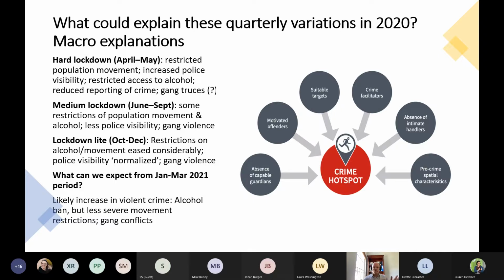Then we hit the period of June to September, the medium lockdown period. We still have some restrictions in terms of population movement.